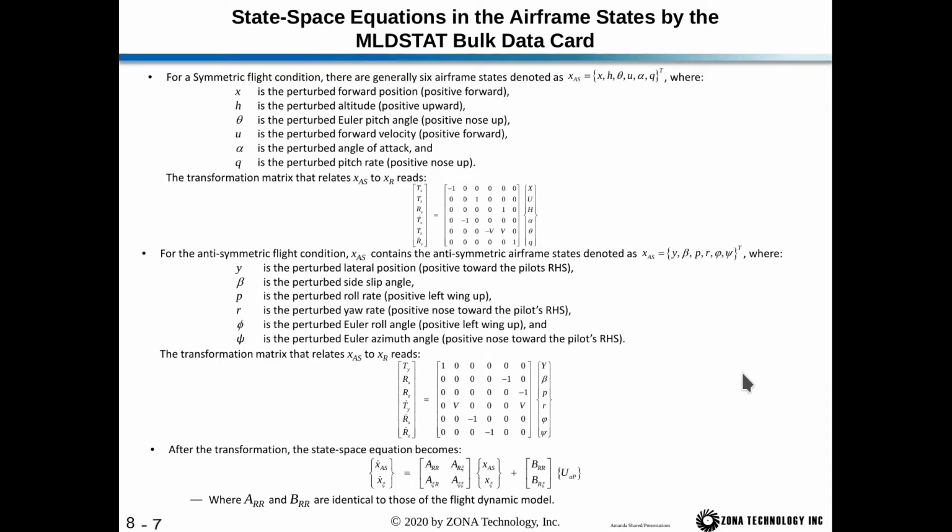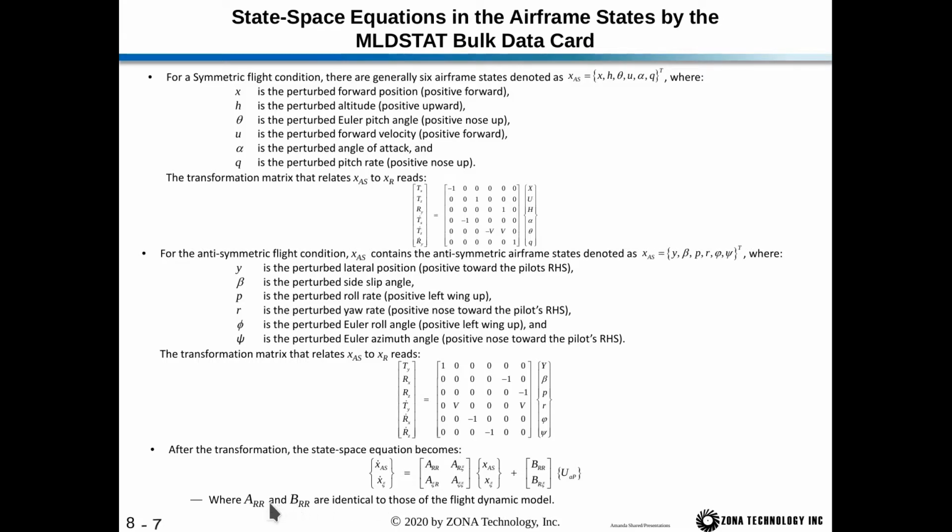Now for the antisymmetric flight condition, XAS contains the antisymmetric airframe states, Y, beta, P, R, phi, and psi. So Y is the perturbed lateral position, beta is the perturbed side slip angle, P is the perturbed roll rate, R is the perturbed yaw rate, phi is the perturbed Euler roll angle, and psi is the perturbed Euler azimuth angle. And the transformation matrix that goes from the airframe states to the rigid body states is given here. So after the transformation, our new state space equation is given here.